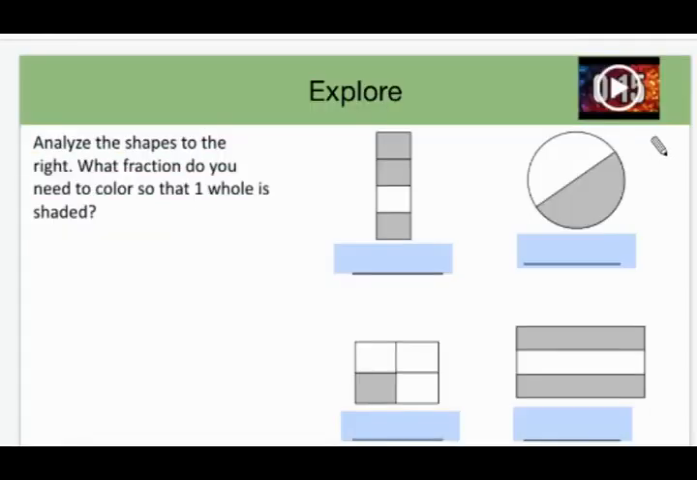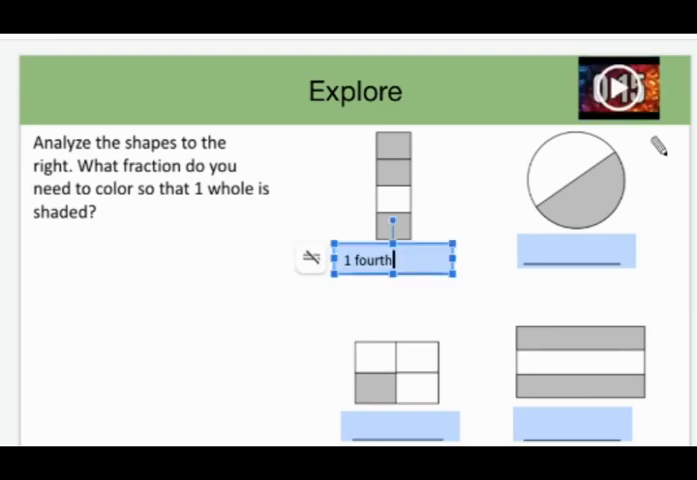Let's try one more example from today's lesson. It says, analyze the shapes to the right. What fraction do you need to color so that one whole is shaded? I'm going to give you 15 seconds to analyze the shape, and then we'll compare our responses. All right, time's up. Let's compare our responses.